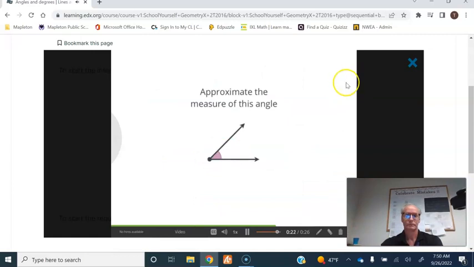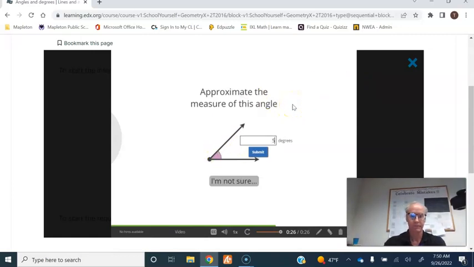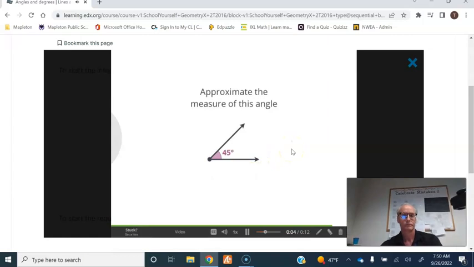Take a look at this one. How many degrees would you say are in this angle? If you're not sure, click down here. That looks about halfway, maybe 50. Right, this is a 45-degree angle. Now for your final challenge. How many degrees would you say are in this angle here?